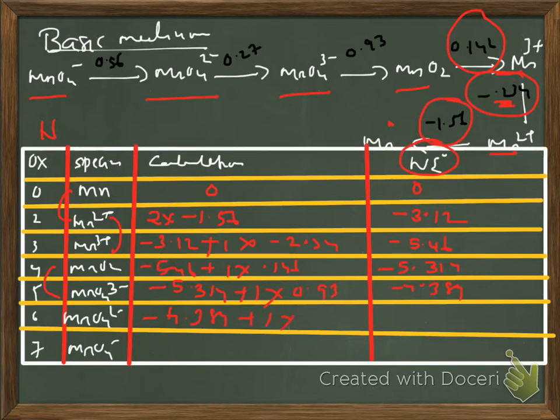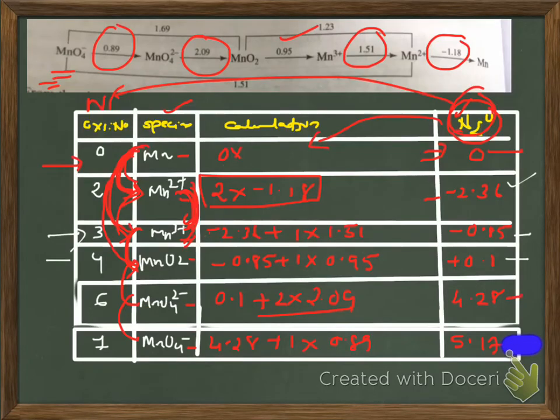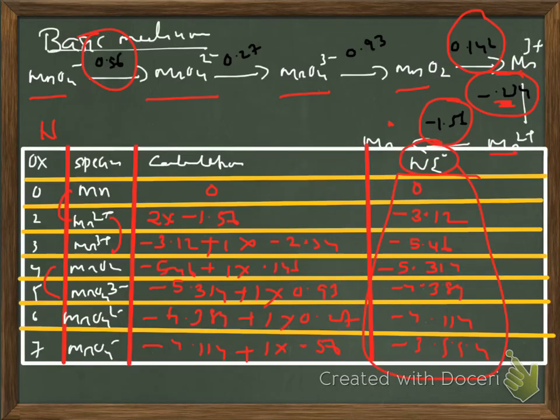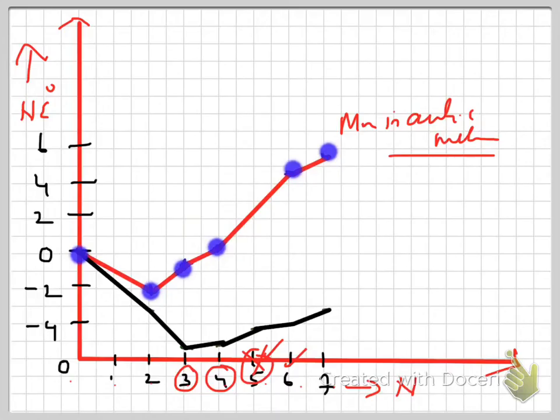Then minus 4.389 plus 1 into 0.27, then minus 4.114. Minus 4.114 plus 1 into 0.56, this value, then you will get minus 3.554. Here you can see all the N0 values are negative, but in previous case we had only 2 negative values, other values were positive. So this graph can also be plotted in the previous one.